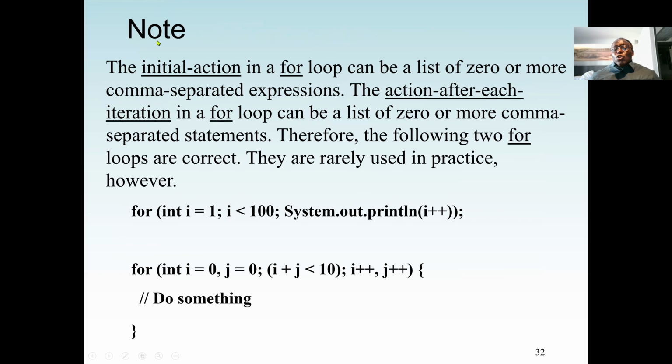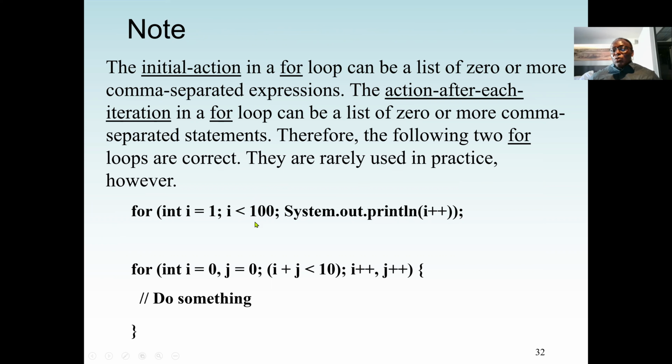Most important, we should take a note here. We always say that the initial action for a for loop can be a list of 0 or more comma separated expressions. Also, the action after each iteration in a for loop can be a list of 0 or more comma separated statements. Therefore, the following 2 for loops are correct. So you see here we say int i equal to 1, i is less than 100. Then we print System.out.println(i++).